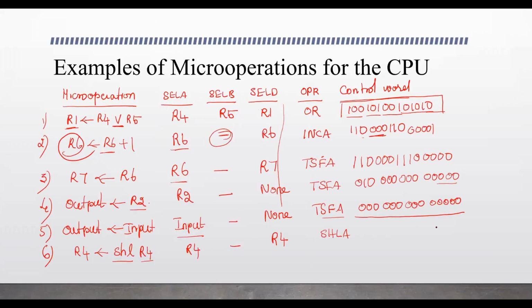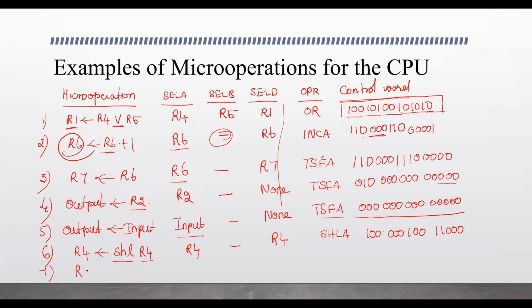So here OPR is 11000, and for selecting R4 as the first input, it is 100, and there is no second input selection, and the destination is R4 again, so it is 100. Selection D is 100.